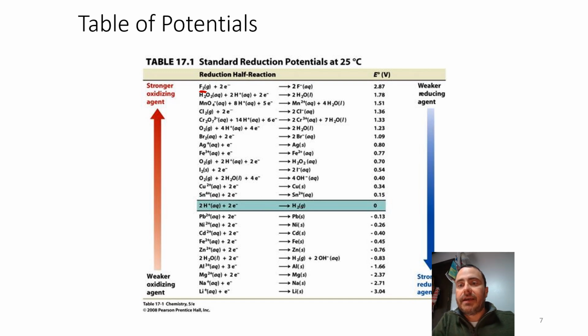Whereas if I'm looking at reducing agents, really strong reducing agents have very negative voltages, and the reducing agent has to be on the product side, or the right-hand side. Something like lithium is a really strong reducing agent, meaning it really likes to reduce other things, and thus it really wants to be oxidized itself.